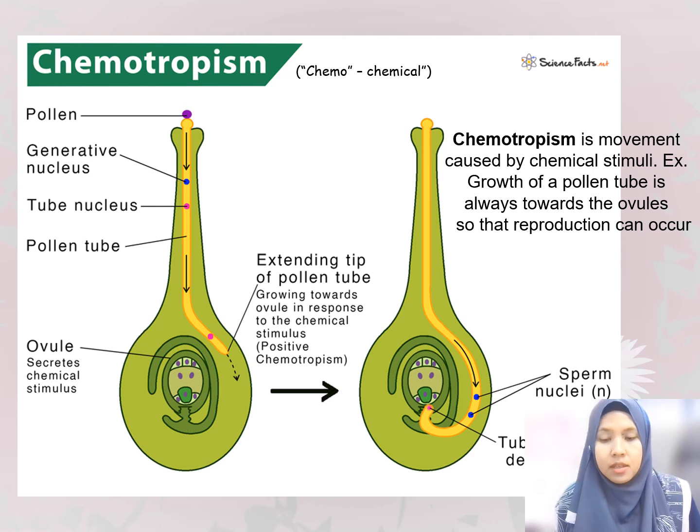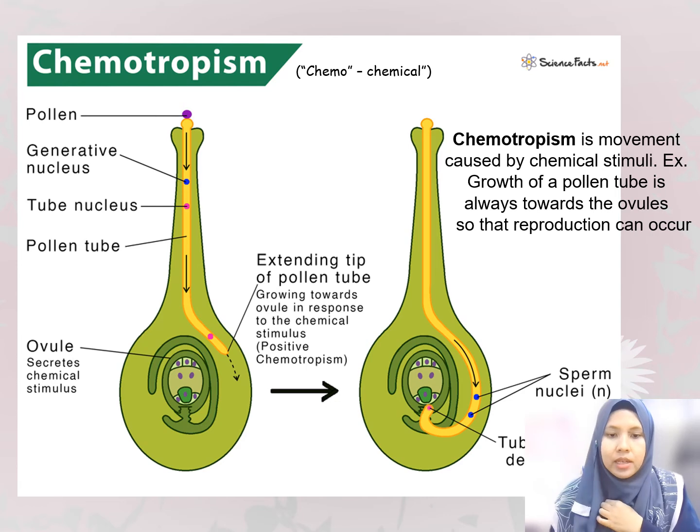Another type of tropism is called chemotropism, and chemo means chemical. So it is a movement caused by chemical stimuli. We can see here in the flowering plant structure, the ovule secretes the chemical stimulus. So the stimuli is here in the ovule.